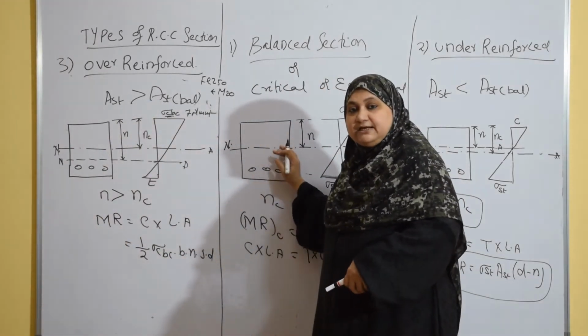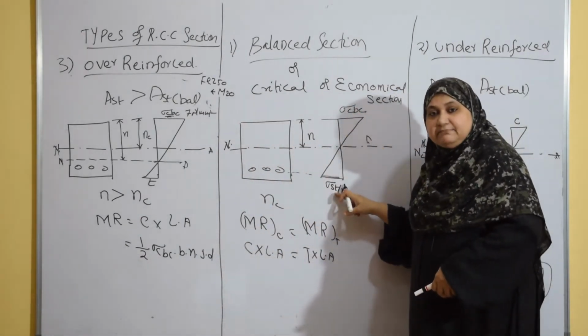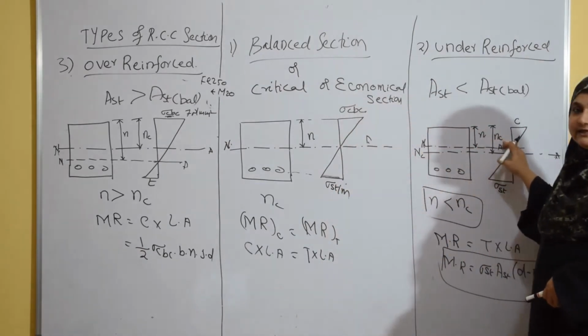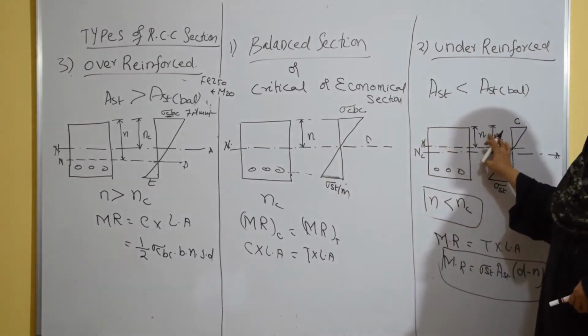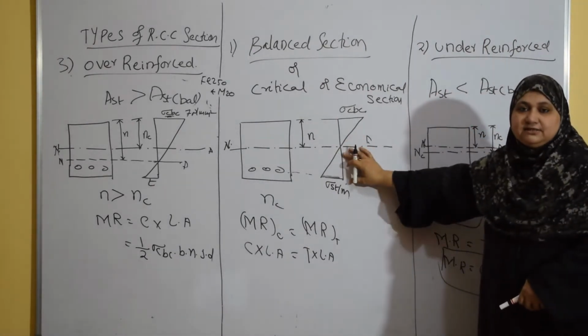So this is what we have to remember. In a balanced section, both steel and concrete reach their maximum permissible stresses simultaneously. In an under-reinforced section, this is practically not possible. In an under-reinforced section, the steel provided will be less than in the balanced section.